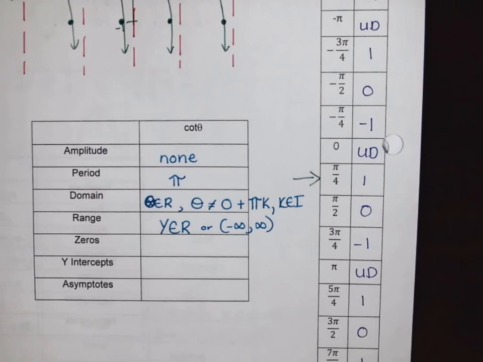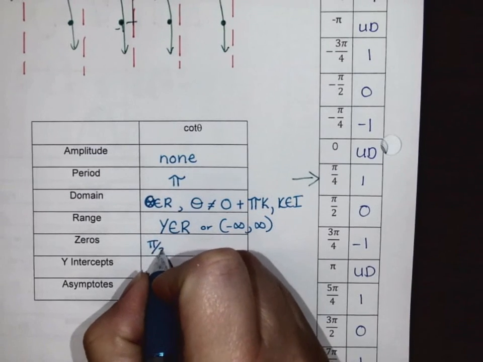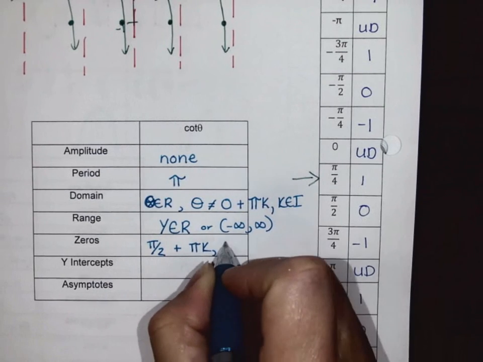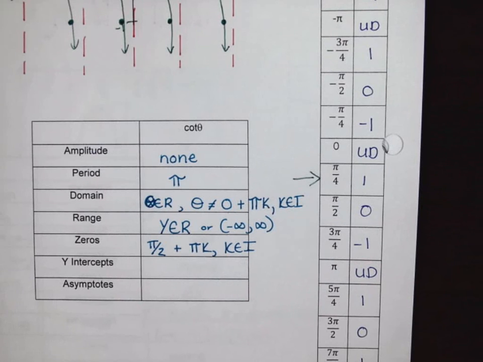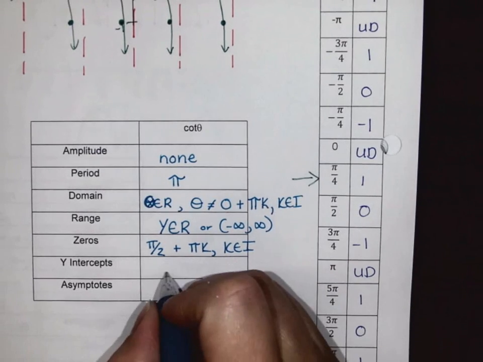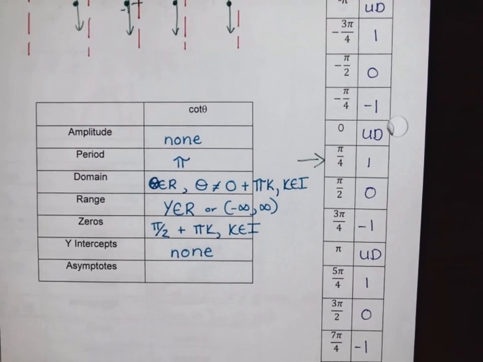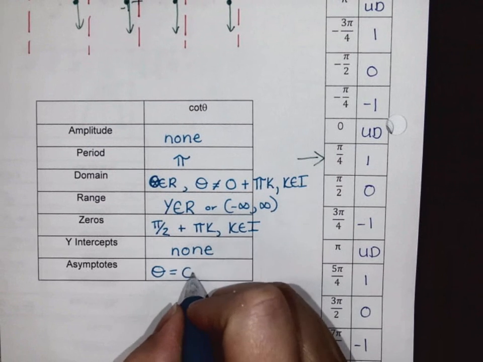So what are my zeros? Where's my first 0 occur? Pi over 2. Plus every pi, yep. Pi k, where k is an element of the integers. Y-intercepts? None, because we have an asymptote there. And asymptotes, we already figured out. The only thing that changes is it's an equal sign now.